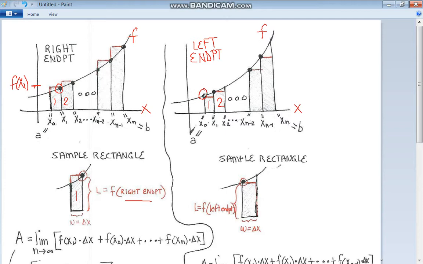But where's the height between the x-axis and the left endpoint? That is identified over here as f of the x-coordinate x sub 0. That's f of x sub 0. So that's in the picture below. The length is the function evaluated at the left endpoint, which is x sub 0.